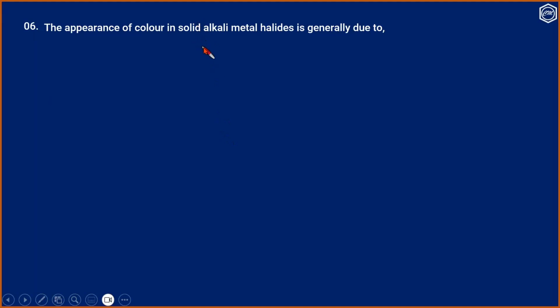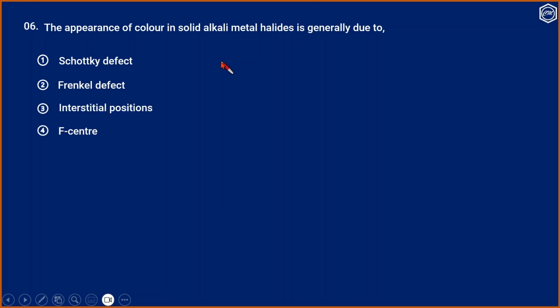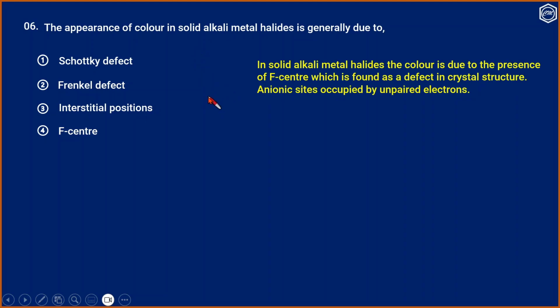Question number 6. The appearance of color in solid alkali metal halides is generally due to a Schottky defect, Frenkel defect, interstitial defect, or F centers. And this type of color is due to the presence of F centers. In solid alkali metal halides, the color is due to the presence of F centers, which is found as a defect in the crystal structure.